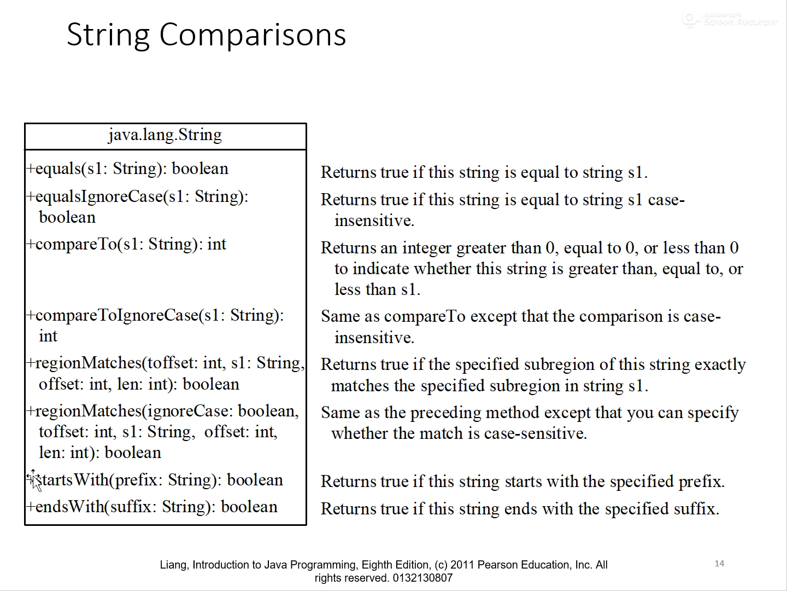Let me show you another two: starts with and ends with. Starts with returns true if the string starts with a specified string. So this looks for the string in the argument at the beginning of the string. Ends with looks for the string you provide in the argument at the end of the string. What do I mean by that?